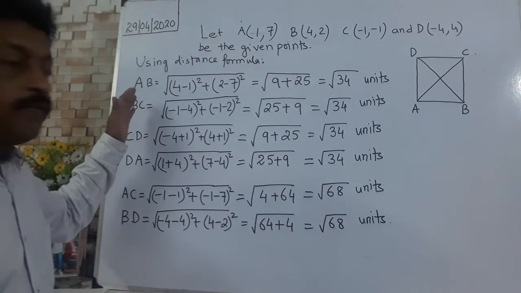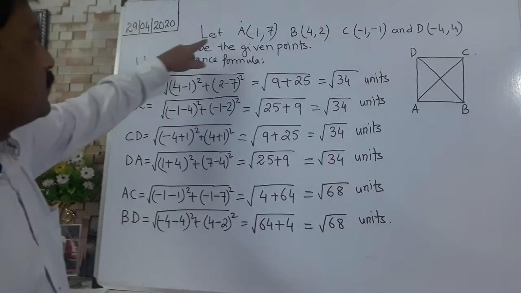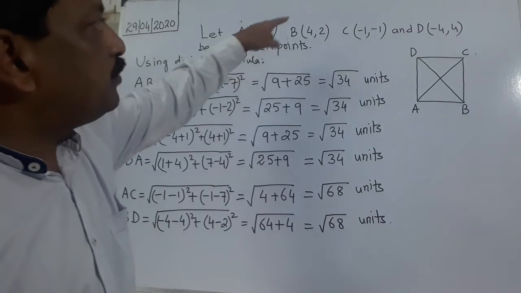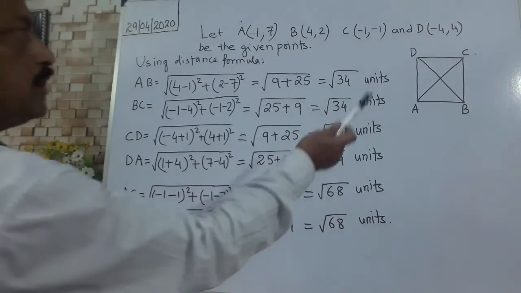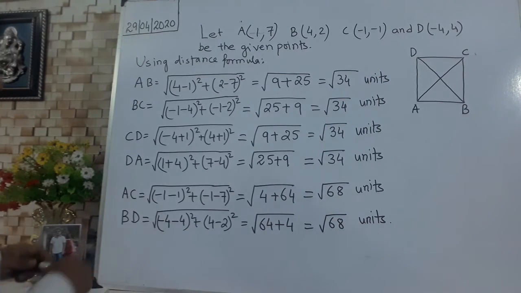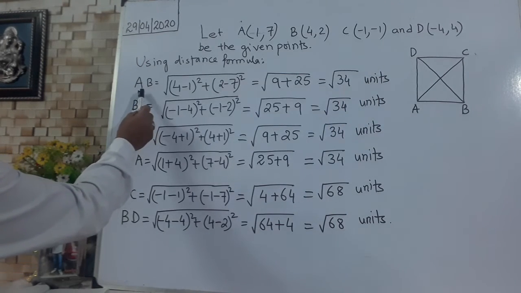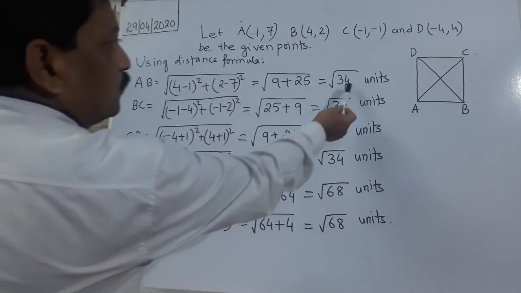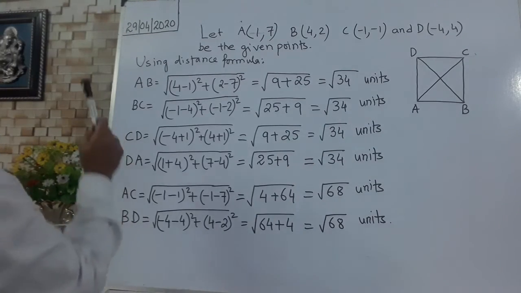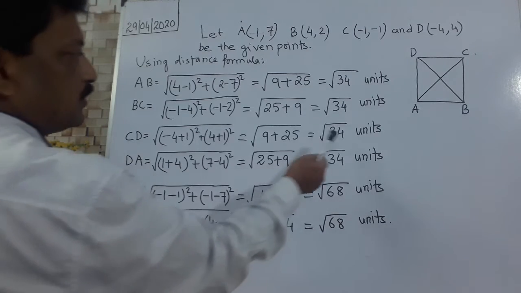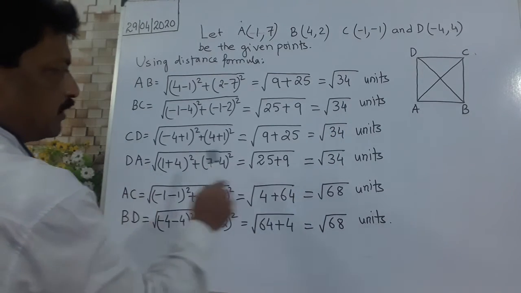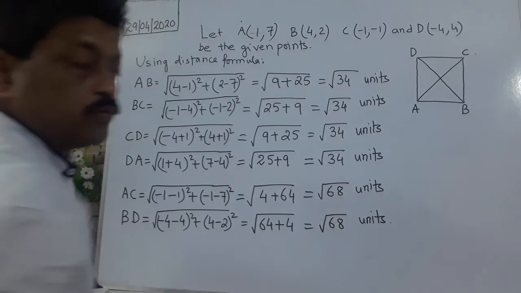Here I have calculated all the distances. I have taken the points as A, B, C and D. Here is the square. So the sides are AB, BC, CD and AD. Using the distance formula, AB is equal to root over 34 units, BC is also root over 34 units, CD is root over 34 units, and AD or DA is root over 34 units.